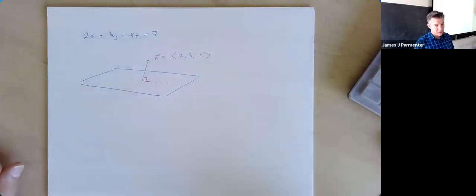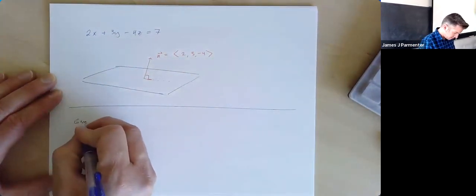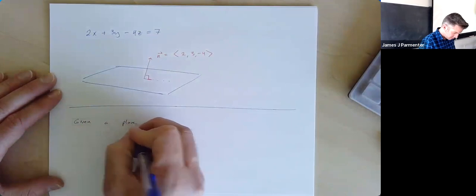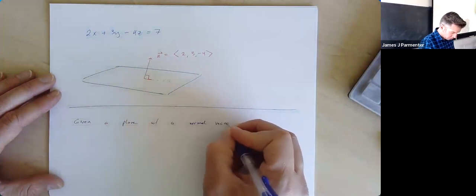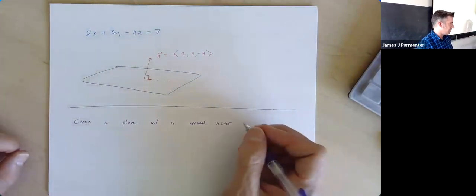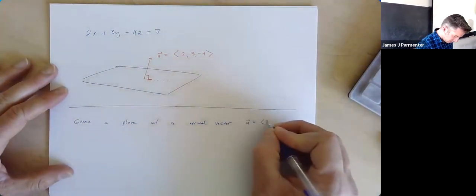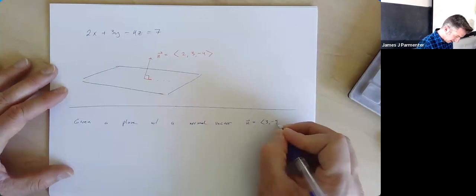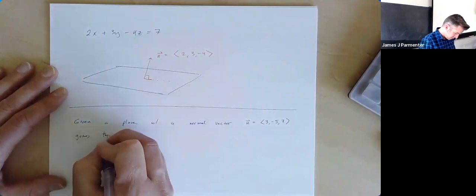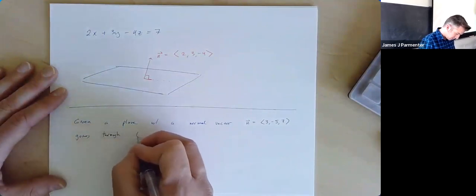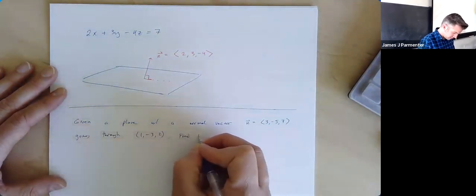It's a little more useful when someone says, okay, given a plane with a normal vector, people might say normal, they might say perpendicular, they might say orthogonal, they all essentially mean the same thing, of n equal to 3, -5, 7, going through the point 1, -3, 2, find the equation of the plane.